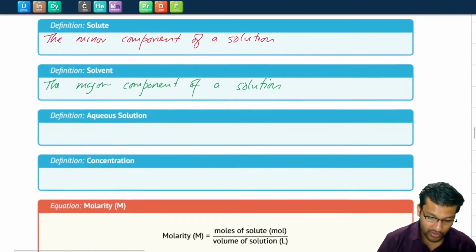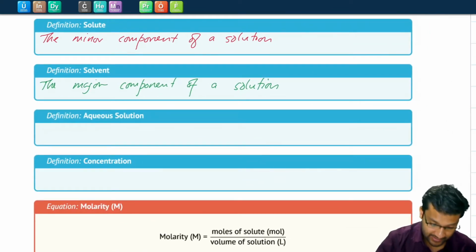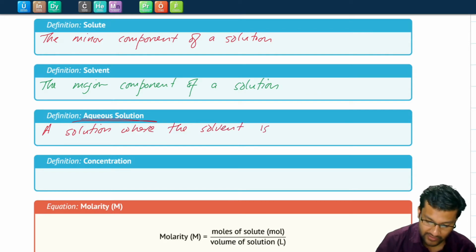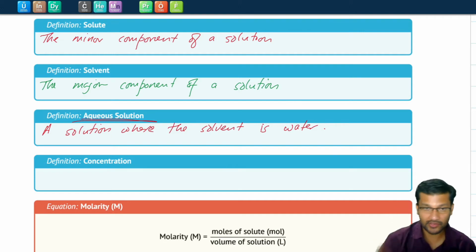And for most of the solutions that we'll be looking at in this course, we'll be looking at what we call aqueous solutions. So this is a solution where the solvent is water. They're the most common types of solutions, and so they're what we'll be looking at mostly throughout this chapter. Aqueous solutions where just the solvent is water. And so what we'll be interested in are what the solutes are and what the solutes are doing.